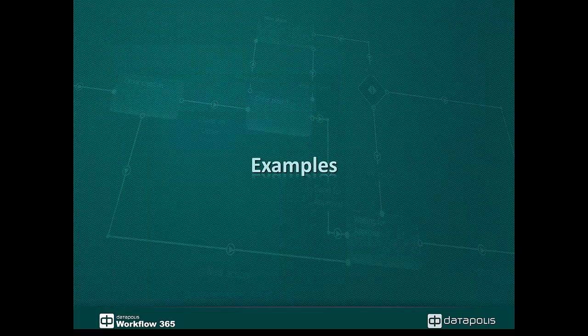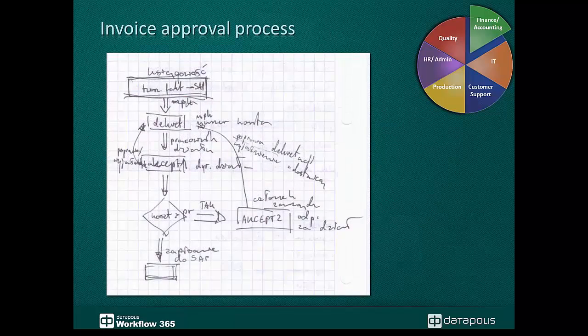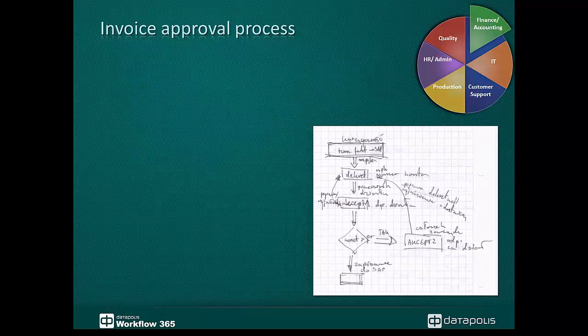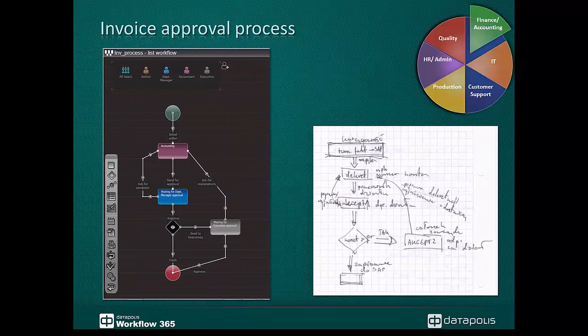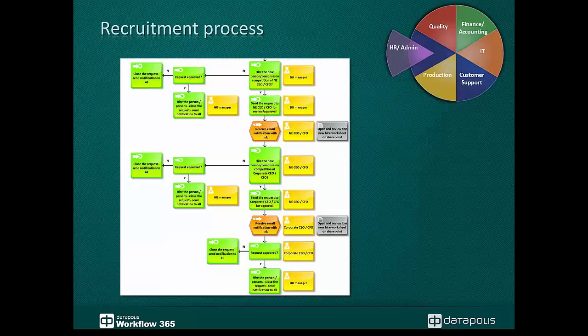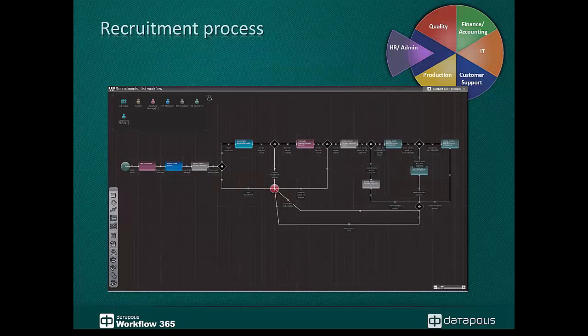And now let's see some examples from our customers. First invoice approval process. You see that what we received drawn on the paper, it's exactly represented in Workflow Designer. Second, headless request process. This time much more complicated process, still quite easy to understand in this designer. Try to imagine how it would look with the sequential workflows. And then recruitment process, exactly how we received it from the customer and designed in our Datapolis Workflow Designer.